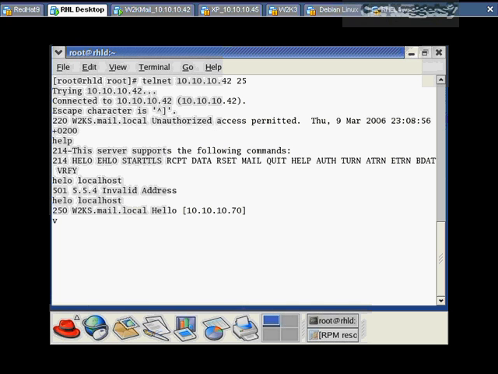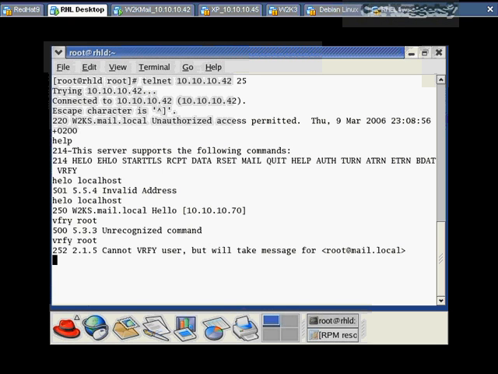Now, another thing I could do here is if I want to see if it's a Linux box or some kind of a Unix mail server, I might do verify root, to see if I can get anything out of that. And again, I might try this a couple of times. VRFY, I guess it helps if you type it correctly. Can't verify the user, but it will take a message at that mail address.